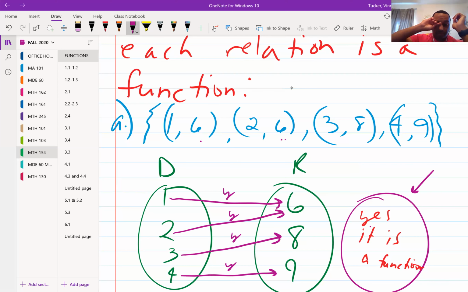All right. Questions? So you can do a mapping like this if you want, or if you have it laid out this way as far as your relation is concerned, and just analyze each individual element in your domain, see if it goes to one element in the range. If it does, then it is a function.